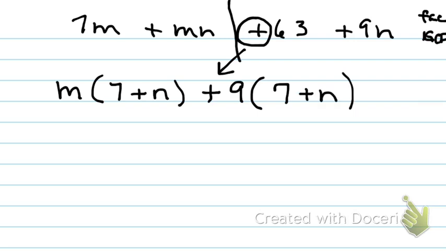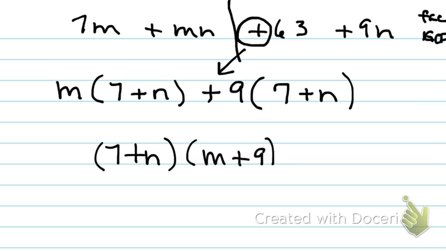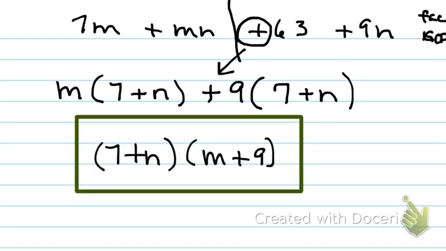What do you notice about those 2 sets of parentheses? And they have to match. So I'm going to get 7 plus n in the first parentheses times what? M plus 9 in the second one. And that thing is your completed answer.